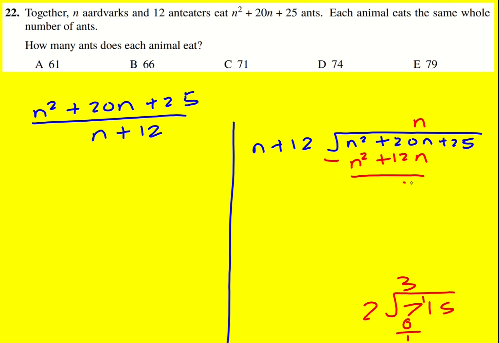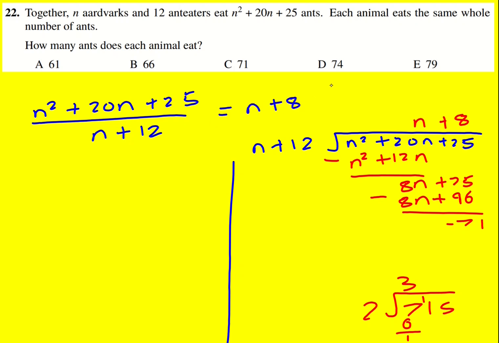Now, when I minus them, I'm going to get 8n, and then I'm going to bring the 25 down, and then repeat the process. n's into 8n, go 8, multiply back through, I'm going to get 8n plus 96. Minus them, that's going to give minus 71. So what that tells me is that this up here equals n plus 8 minus 71 over n plus 12.